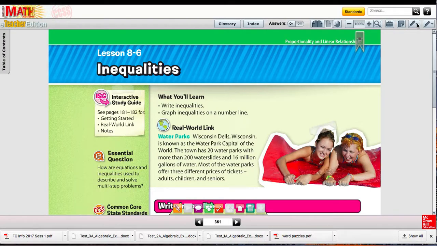In Lesson 8.6, you're going to be reviewing inequalities. Up until this point, you're probably familiar with the inequalities, but now we're going to be graphing them. You need to know a couple of things. First of all, you're going to be writing inequalities, and then you're going to be graphing them on a number line. On your sheet for your notebook, you have a little chart there to fill in. Let me just go through those really quickly.